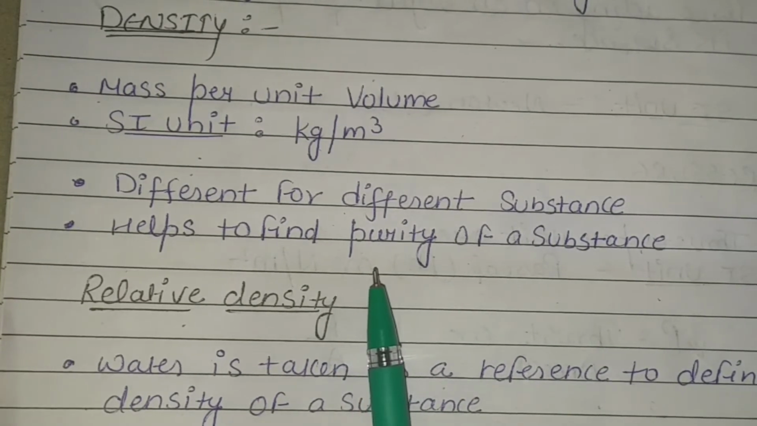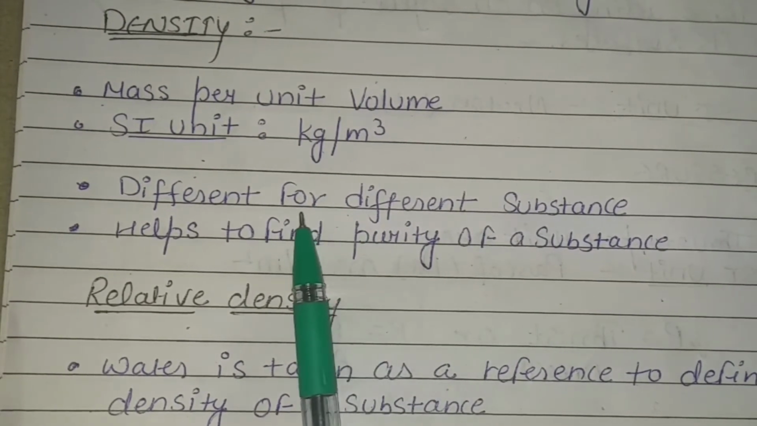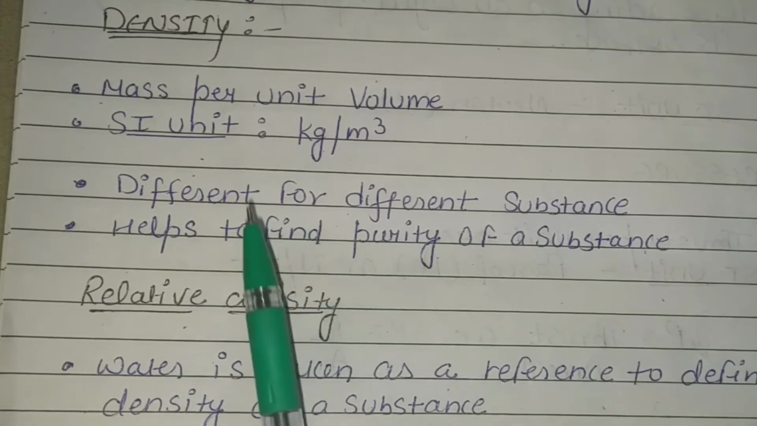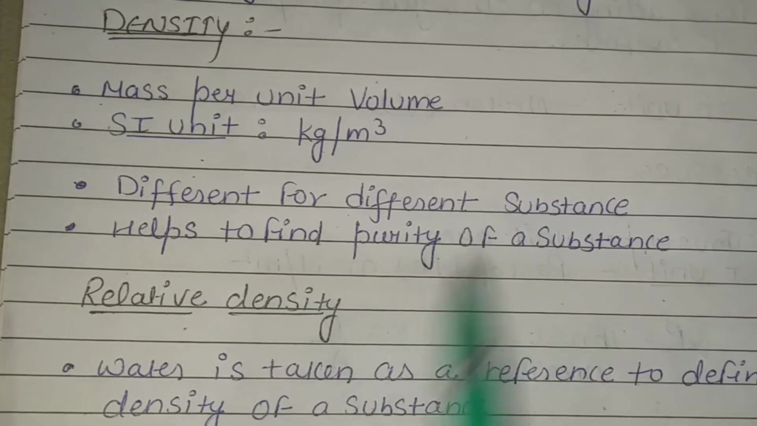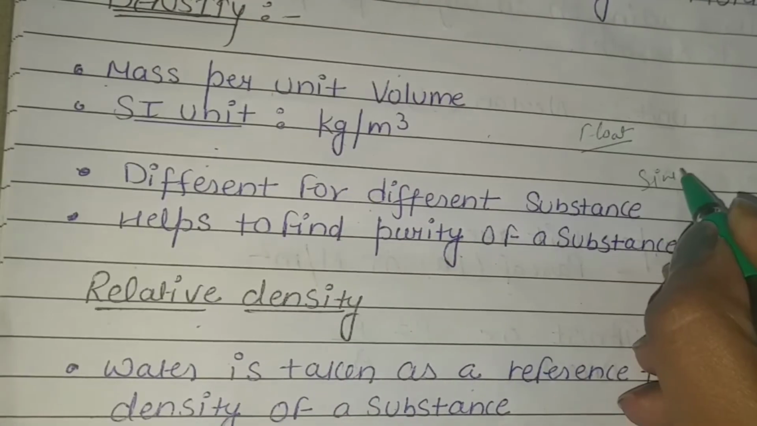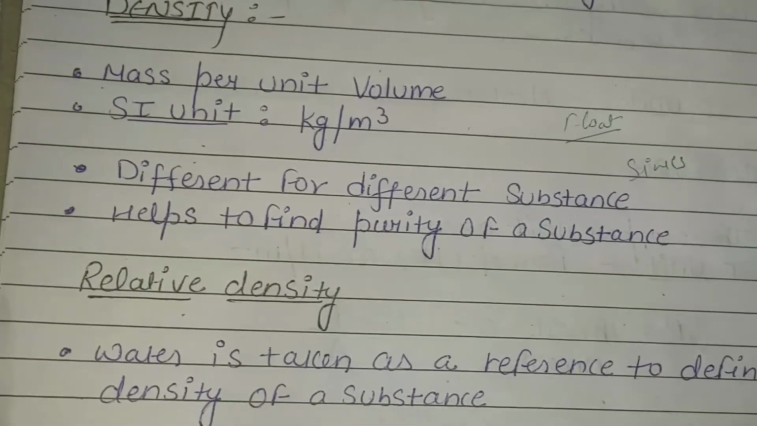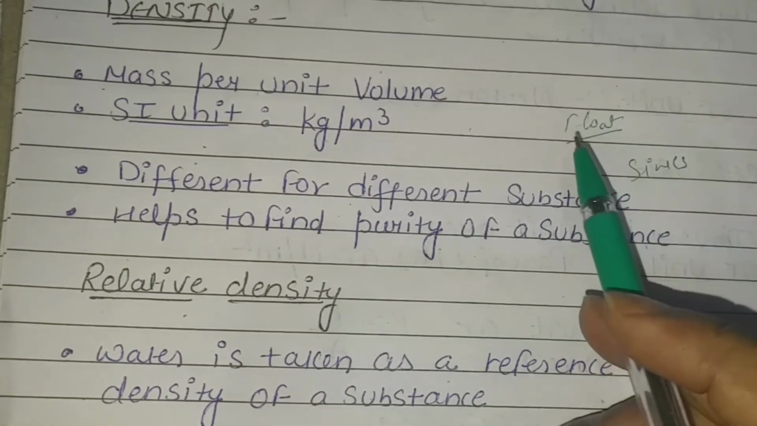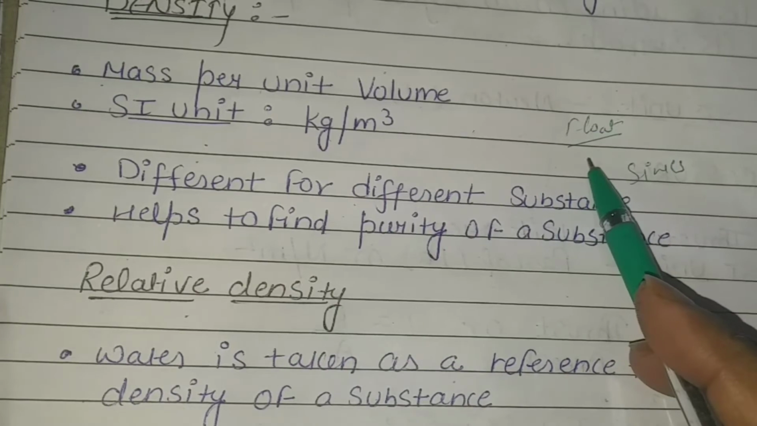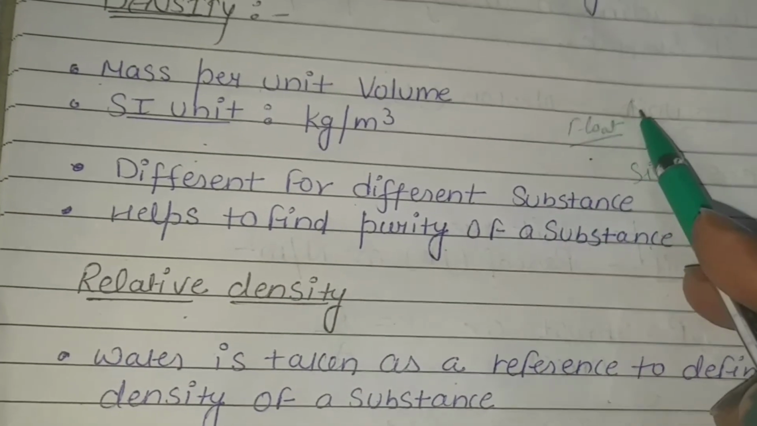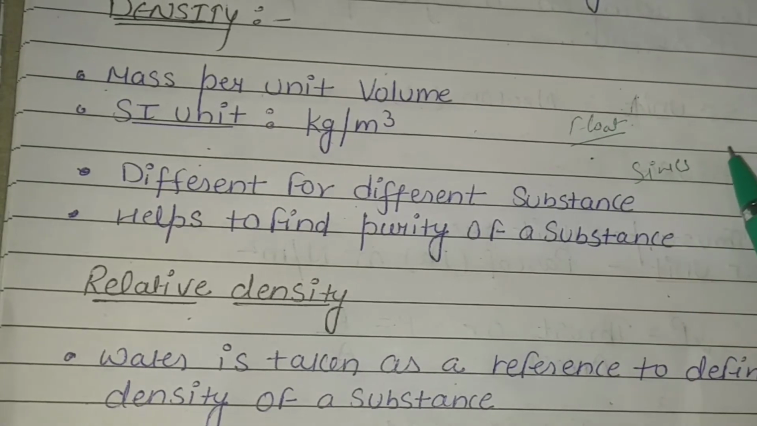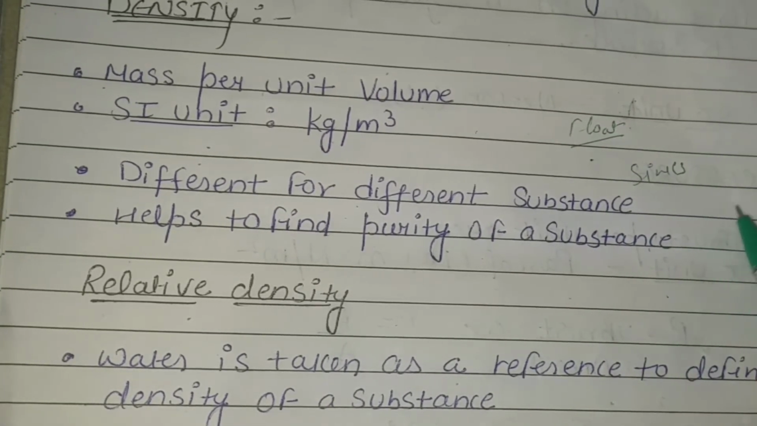The density of the iron nail is more than the density of water. This means that the upthrust of water on the iron nail is less than the weight of the nail, so it sinks. So, students, therefore, an object of density less than that of the liquid floats on the liquid, but an object of density greater than the liquid sinks in the liquid.